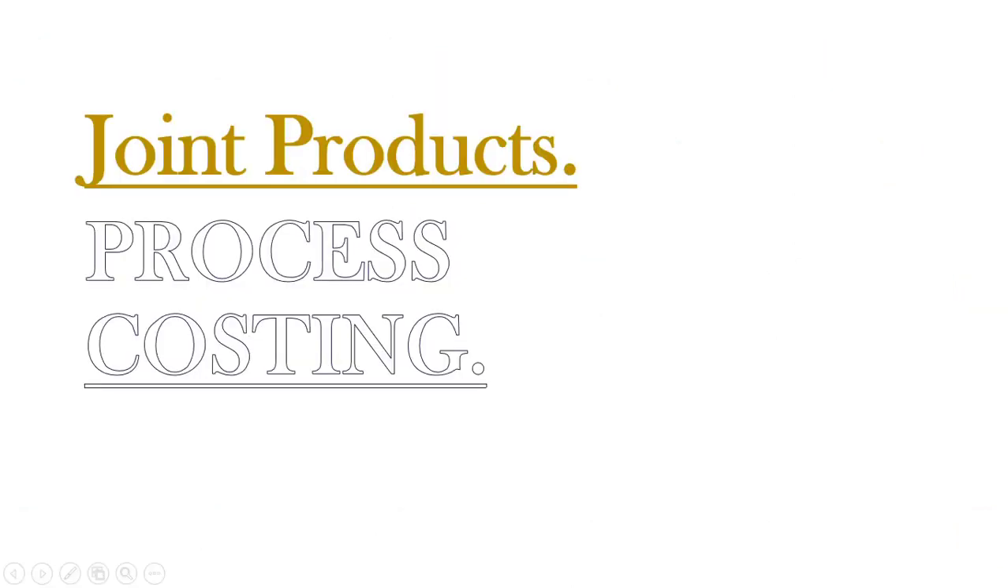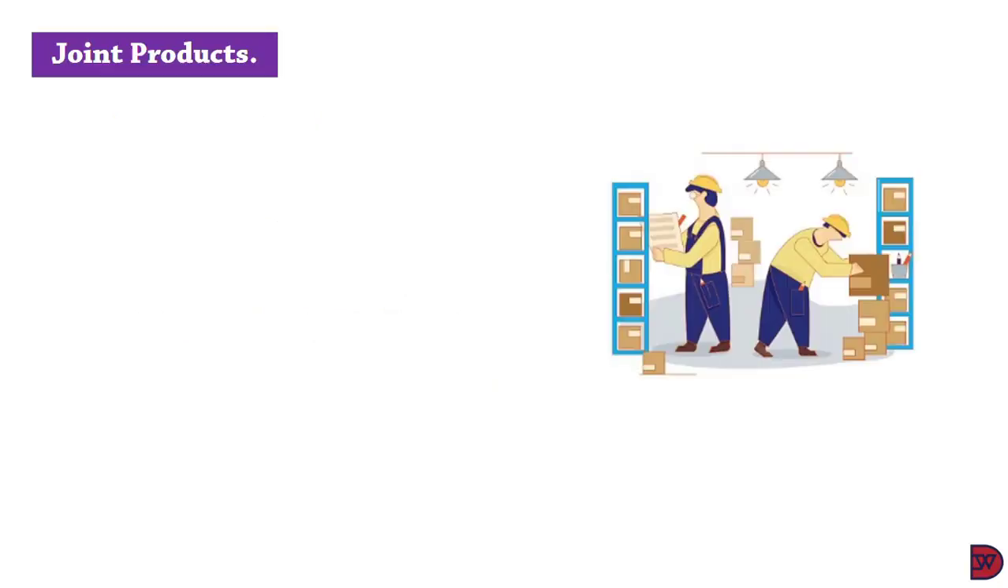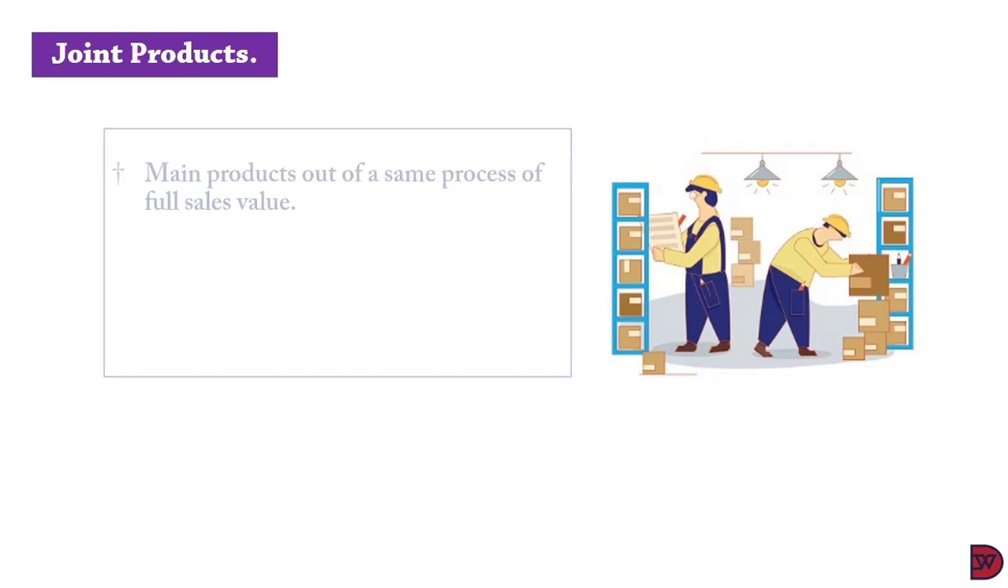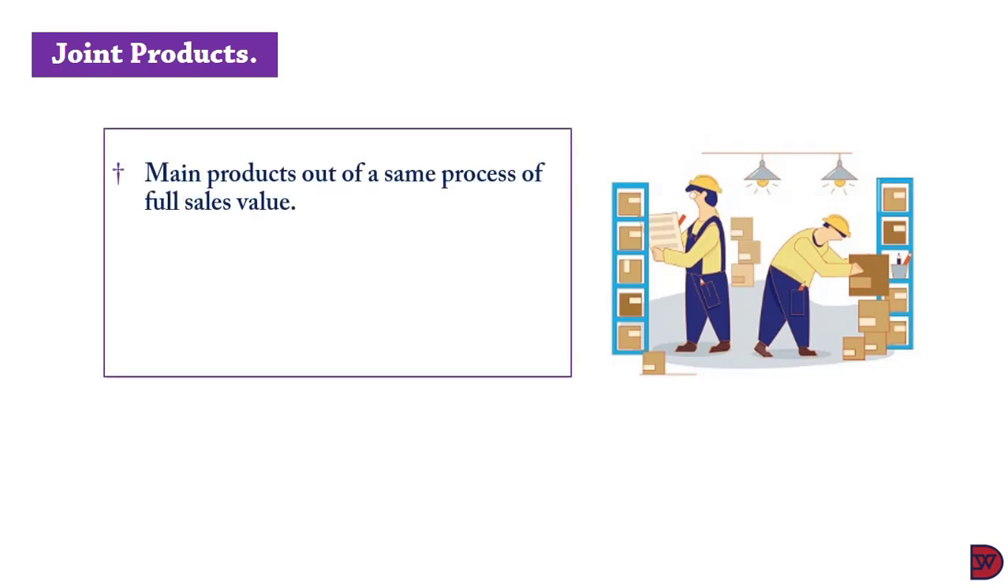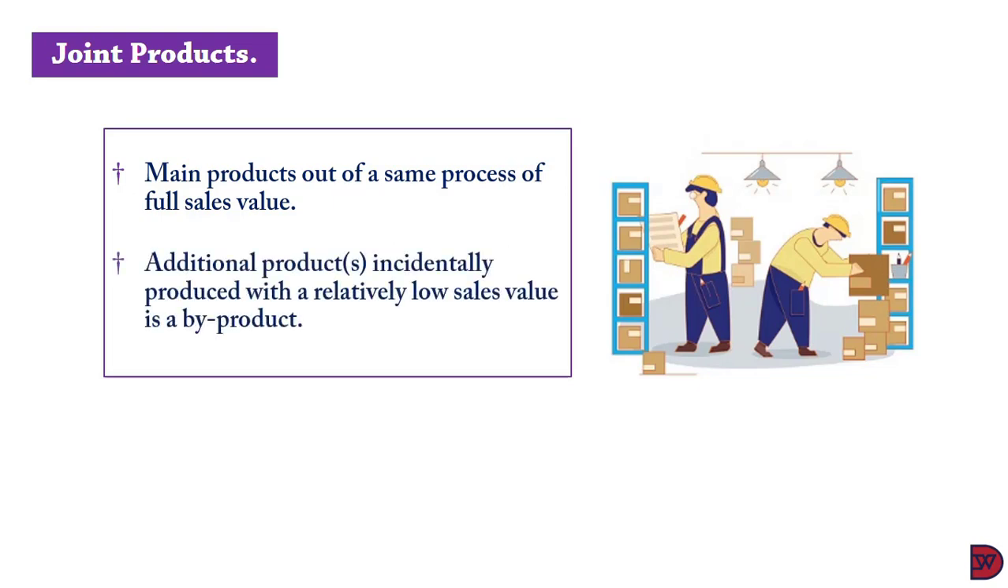Joint product process costing. Sometimes one process may produce several products, main or supplementary. The main products manufactured from a process with full sales market value are known as the joint products. Additional products incidental to the process with a relatively lower sales value become a byproduct.